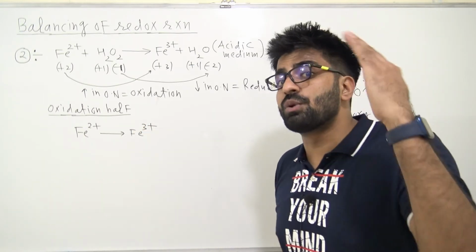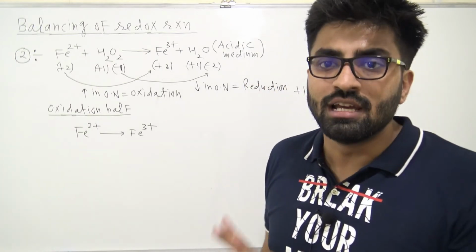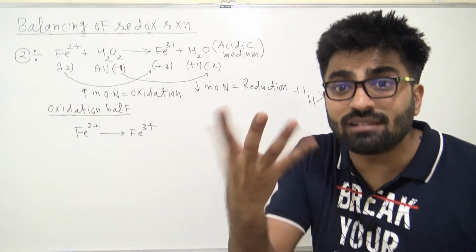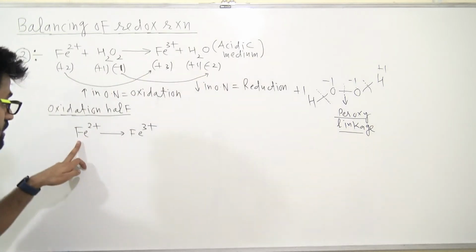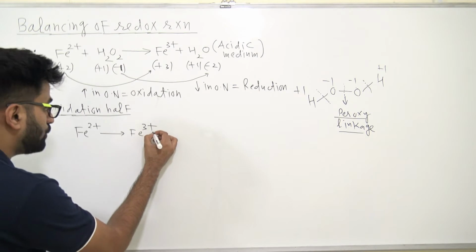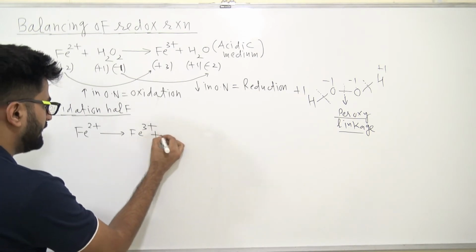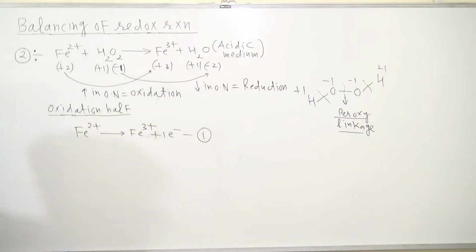Now what kind of process is it? It is oxidation, and oxidation means loss of electrons. So the electrons have to be written on the product side, because this is loss of electrons. The reactant side has +2 charge, so make sure the product side also has +2 charge. For that I need to add 1 electron. So this is your balanced oxidation half.